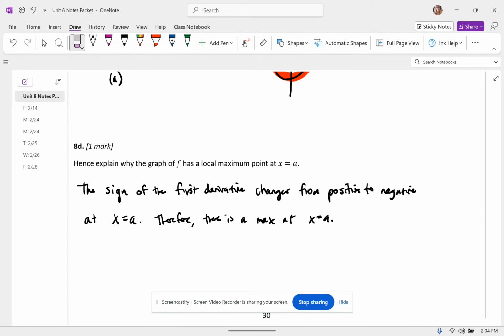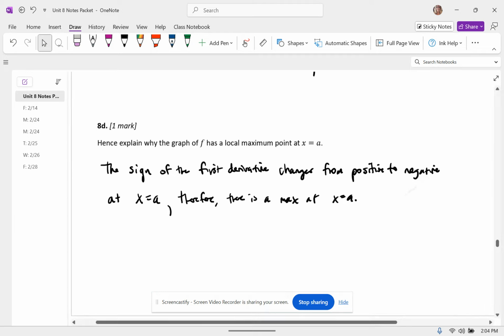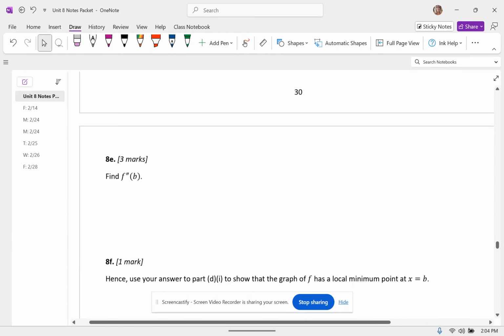There shouldn't really be a period there. There we go. Therefore, there'd be a max at x equals a. I put a period there, and then I changed my mind. Okay. So that's our answer there.